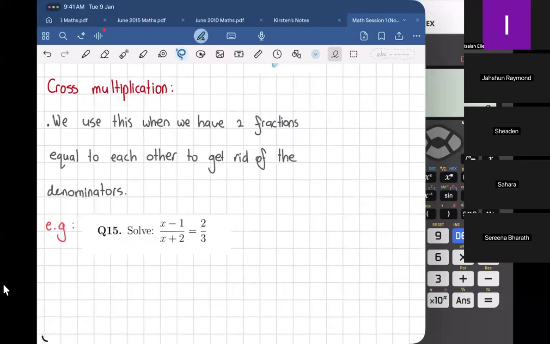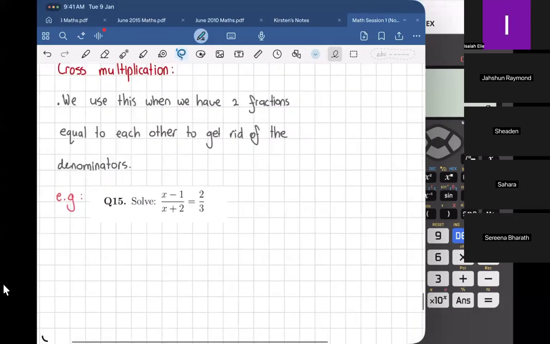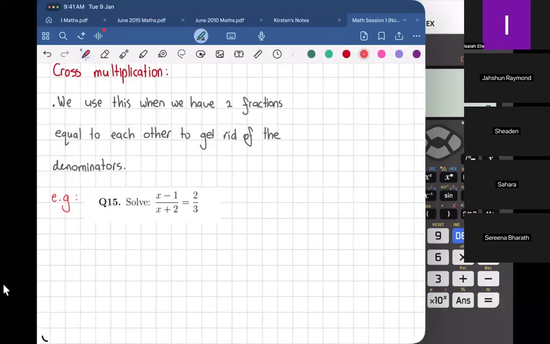Right? So I suppose everybody has a definition for cross multiplication copied down. Let's look at an example now. So we're going to multiply diagonally. So we have x minus 1 over x plus 2.